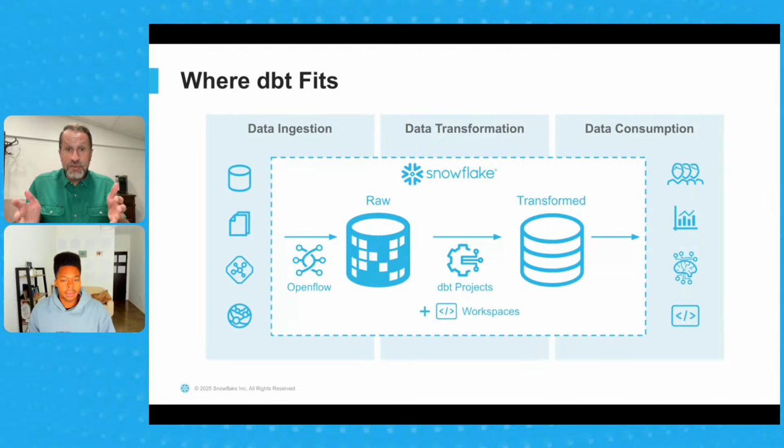Then for transformation, once you have the data in your raw zone, there are lots of ways to transform it. That's where DBT projects fits in. DBT, as probably most of you know, is a transformation tool. It's not an ingestion tool. So it fits in this transformation bucket, and that's how we transform it, and then it can be consumed by various users. So that puts in perspective where this fits in the Snowflake data engineering ecosystem.